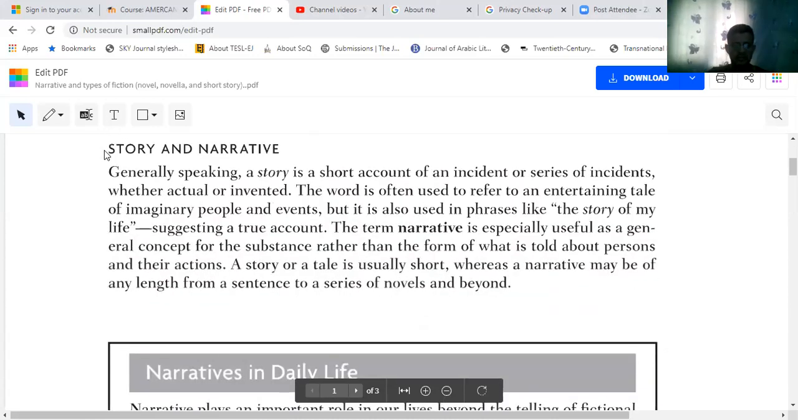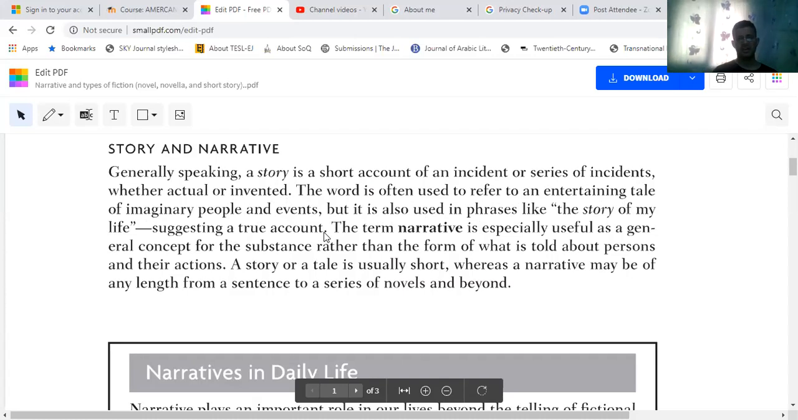Now, what is the difference between story and narrative? Let's look at the description here and we will comment on this. Generally speaking, a story is a short account of an incident or a series of incidents, whether actual or invented. The word is often used to refer to an entertaining tale of imaginary people and events. But it is also used in phrases like the story of my life, suggesting a true account. Okay, so that's the first part, which is the story.